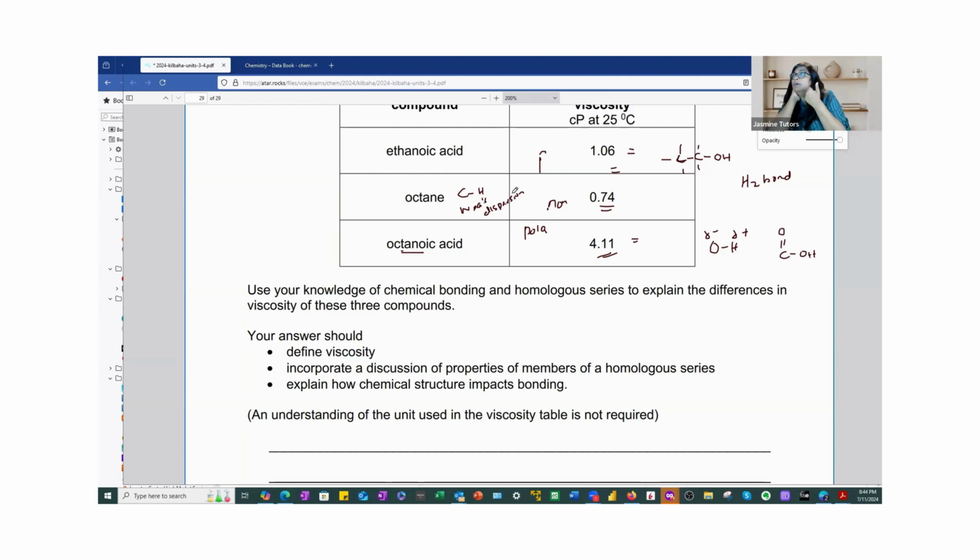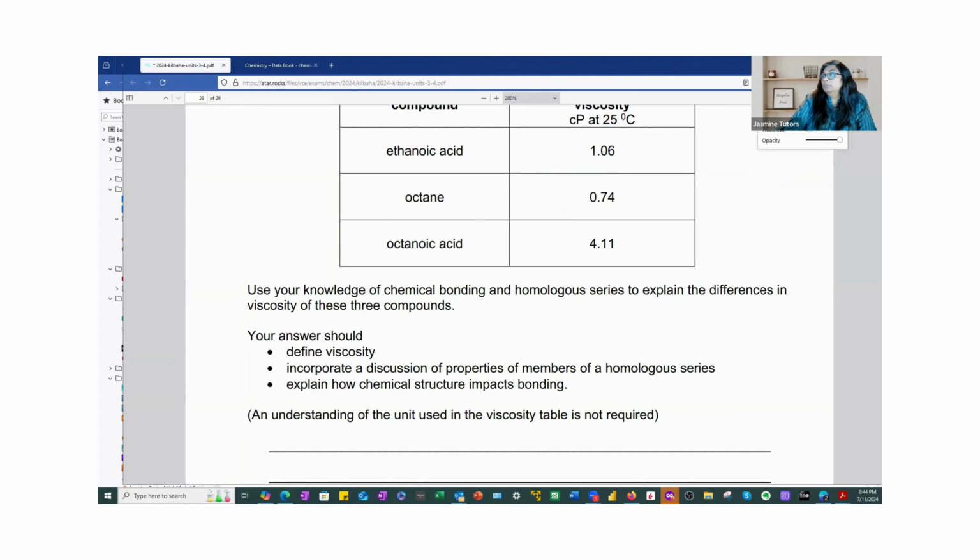You talk about each molecule. Octane is a hydrocarbon. The forces in that are very weak, so it's got the lowest viscosity, whereas the other two, ethanoic acid and octanoic acid, are carboxylic acids with 2 oxygens, so they present more dipole and are harder to flow. Then molecular size. All that will give you about 5 marks. That's basically it.